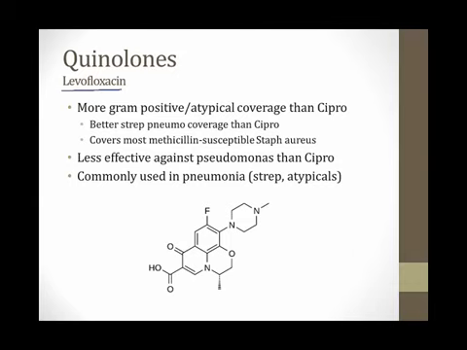After ciprofloxacin, the quinolone structure was modified further to create levofloxacin. Levofloxacin has more gram-positive and atypical bacteria coverage than Cipro. This makes it a very good drug for pneumonia. It has better strep pneumo coverage than Cipro. It also covers most methicillin-susceptible Staph aureus. It is, however, less effective against Pseudomonas compared with Cipro. Therefore, it's usually used to cover gram-positives and atypicals, especially in pneumonia. This is a very popular pneumonia drug.